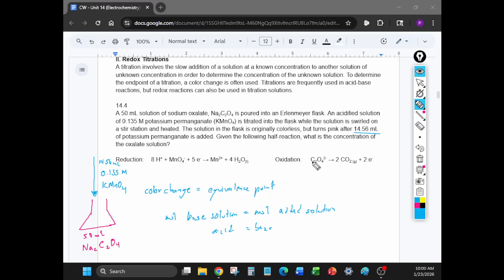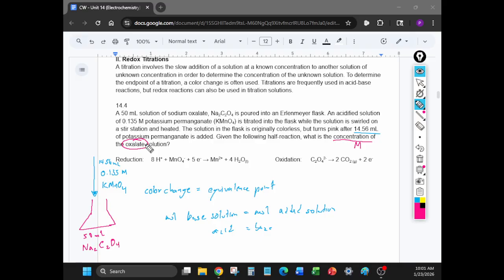And then it gives you the two half reactions. What it's asking you to find is the concentration of the oxalate solution. All right, now, first let's identify what you're looking for. If you remember, concentration is molarity, and molarity of what?